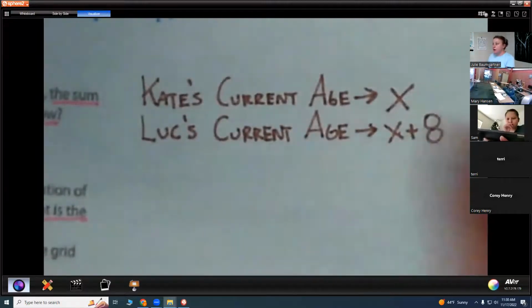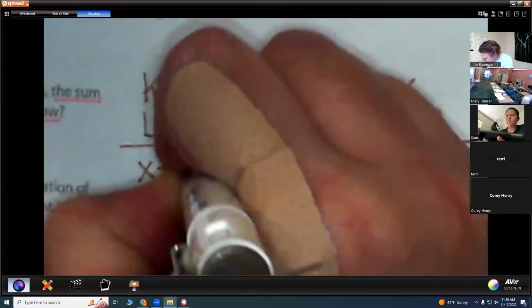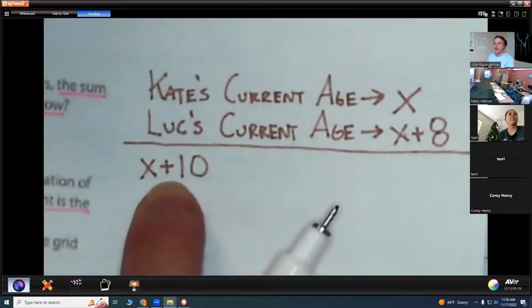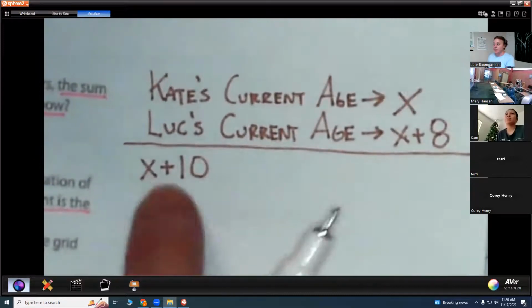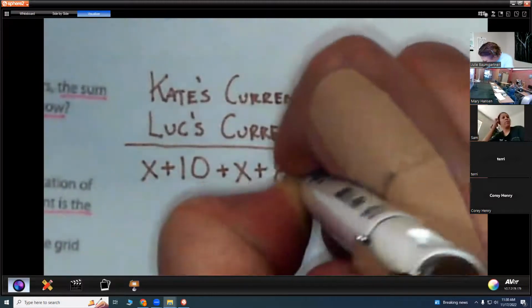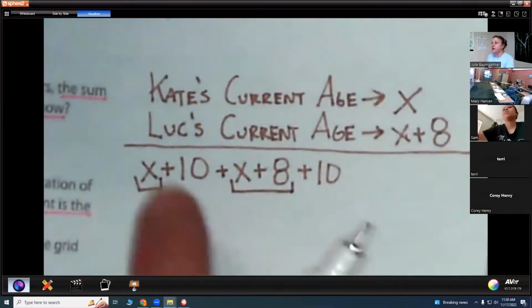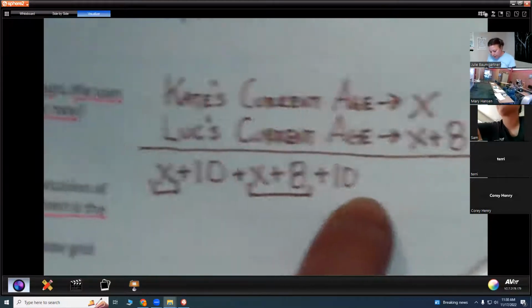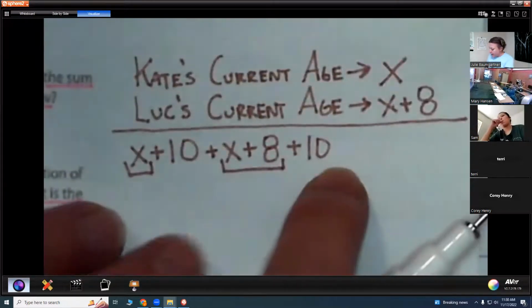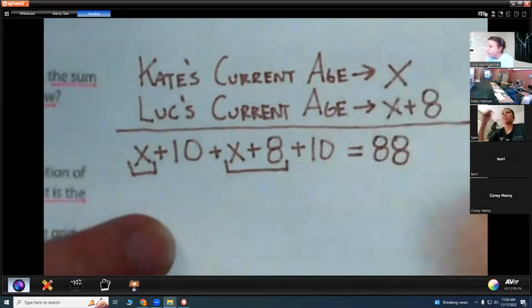So that's what we know about currently. And then we know in 10 years, this is Kate in 10 years, and Luke in 10 years. So remember, this is Kate's current age, this is Luke's current age, and we're adding 10 years. And when we add all of those up in 10 years, it's going to equal 88.